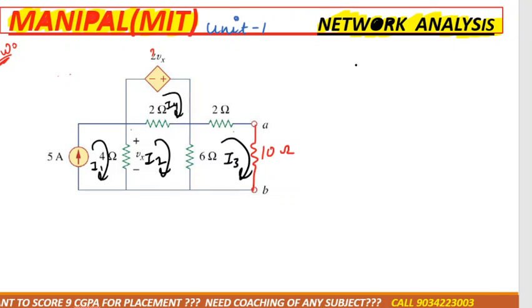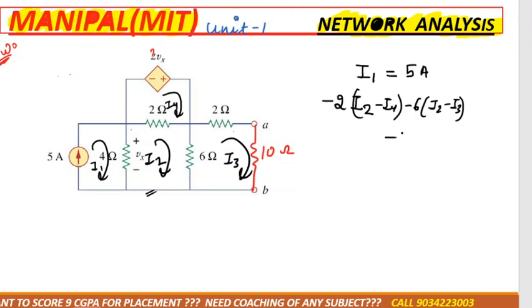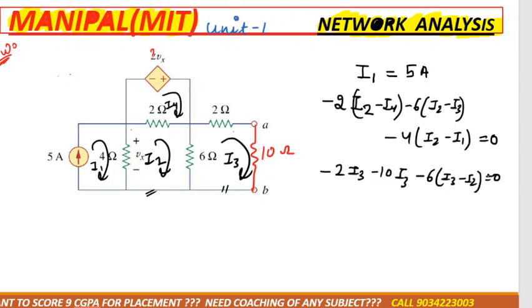Okay? First equation is from I1 and 5 ampere, both are in the same direction, so I1 is equal to 5 ampere. Second equation we can make from the second mesh: minus 2, this one, I2 minus I4, minus 6, I2 minus I3, minus 4, I2 minus I1 is equal to 0. Third mesh equation is this one: minus 2I3 minus 10I3 minus 6 into I3 minus I2 is equal to 0.